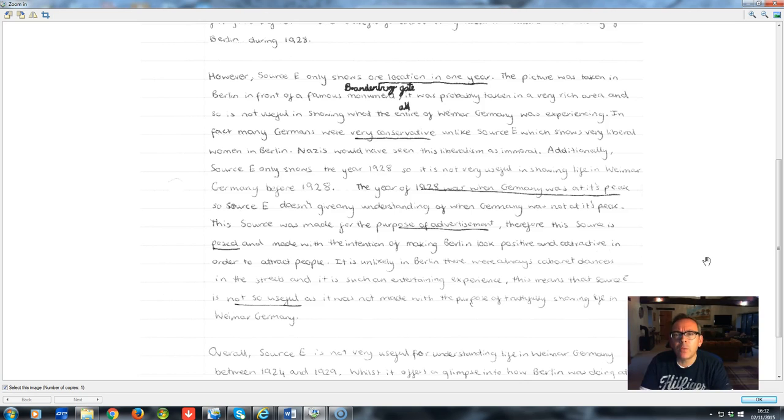In fact, many Germans were very conservative. Many Germans, you might want to get the Nazis in there. Unlike Source E, which shows very liberal women in Berlin, Nazis would have seen this liberation as immoral.